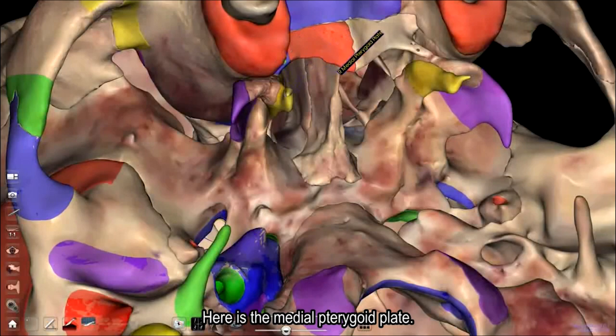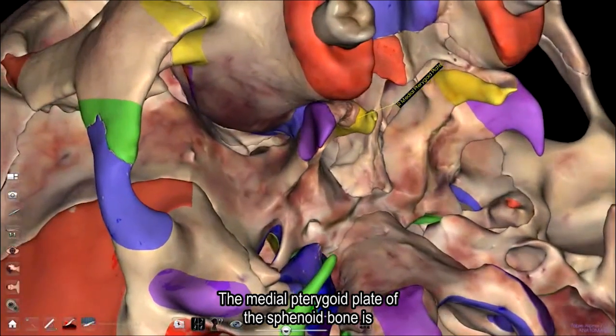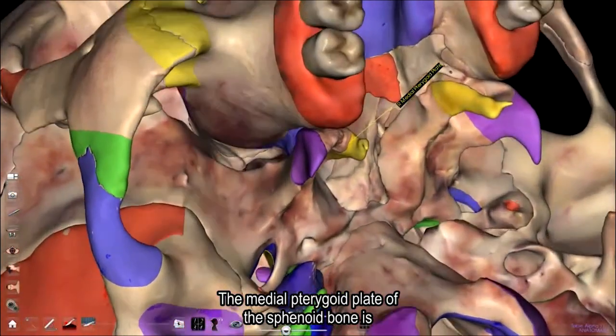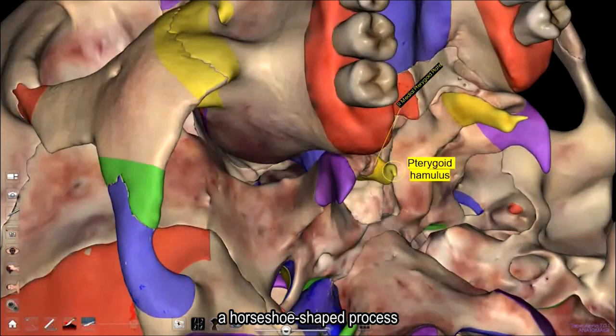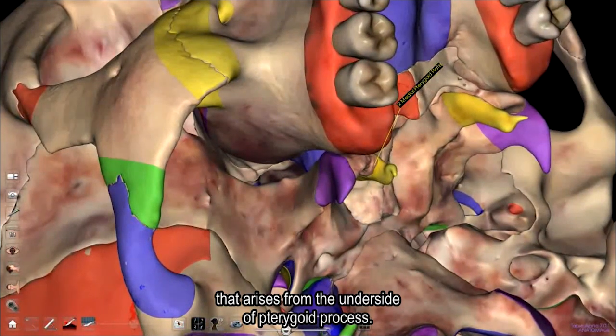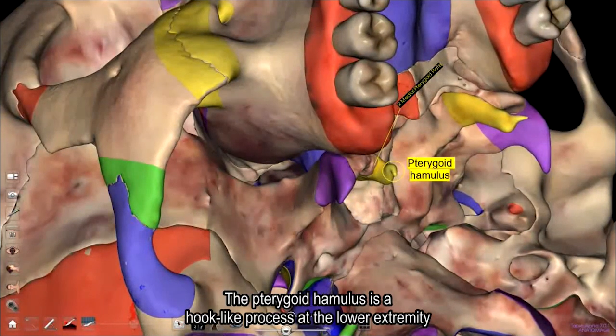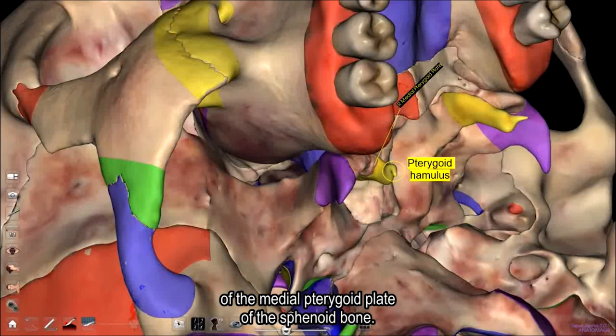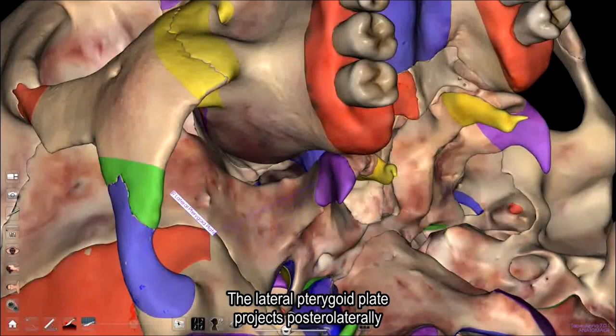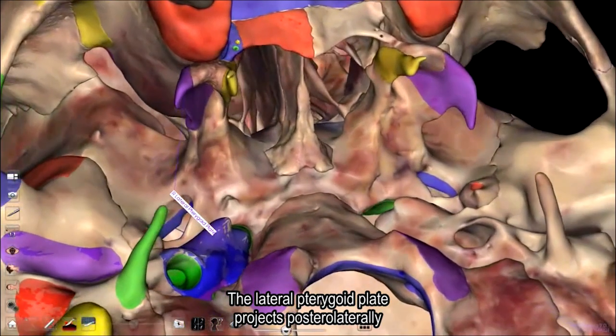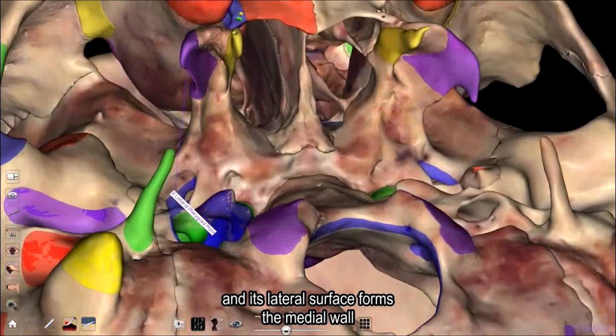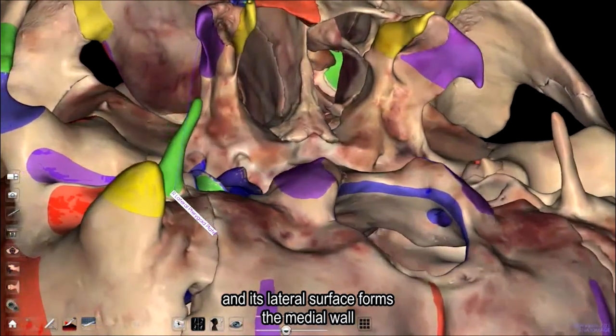Here is the medial pterygoid plate. The medial pterygoid plate of the sphenoid bone is a horseshoe-shaped process that arises from the underside of the pterygoid process. The pterygoid hamulus is a hook-like process at the lower extremity of the medial pterygoid plate of the sphenoid bone. The lateral pterygoid plate projects posterolaterally, and its lateral surface forms the medial wall of the infratemporal fossa.